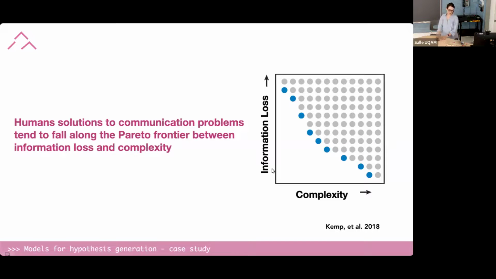Okay. Well, it turns out that humans are very efficient language designers. So we tend to develop solutions to communication problems that fall along this Pareto frontier between information loss and complexity. So what do I mean by that? We design languages that allow us to communicate successfully without losing information or being misunderstood. But we also take into account that we have limited memory resources, and so we try to design languages that are as simple as possible without losing that information.